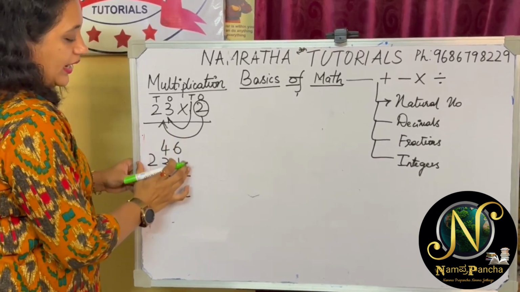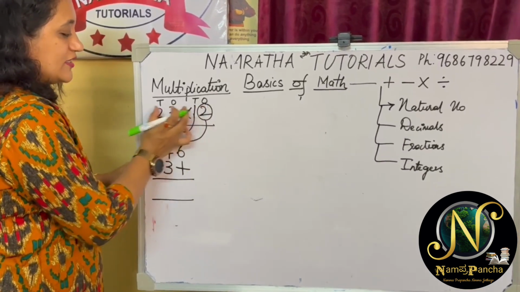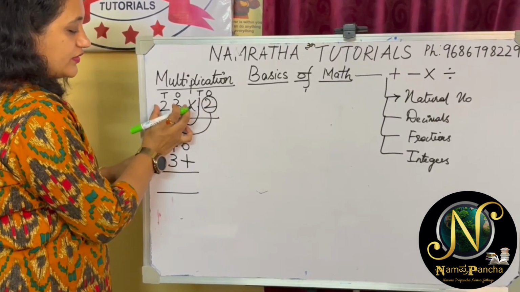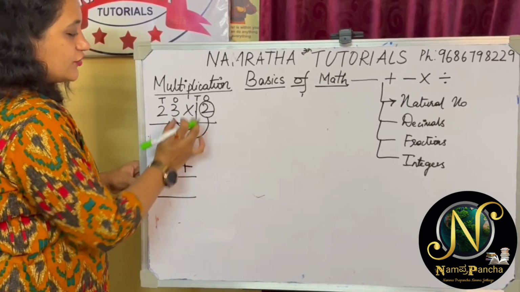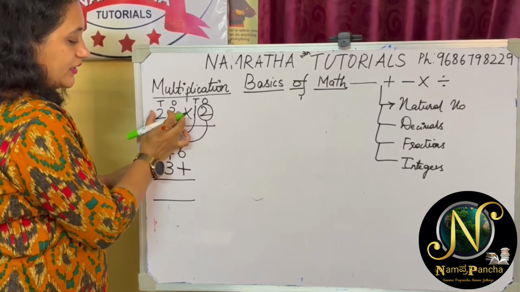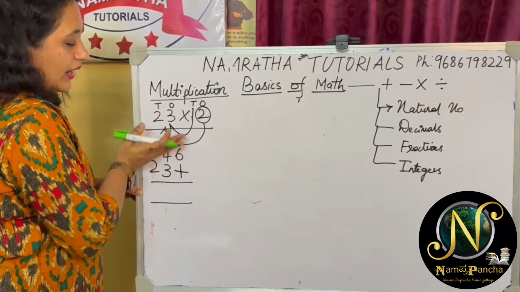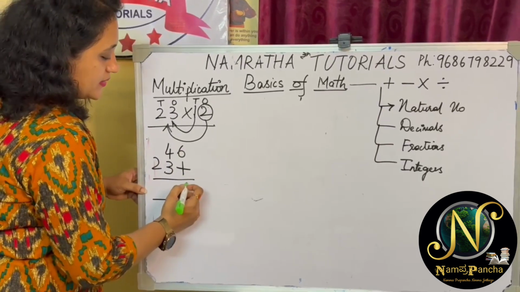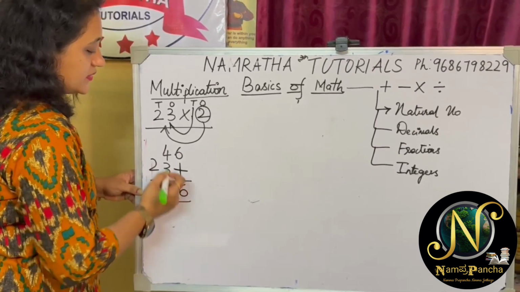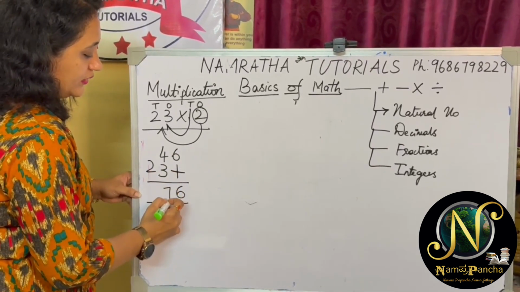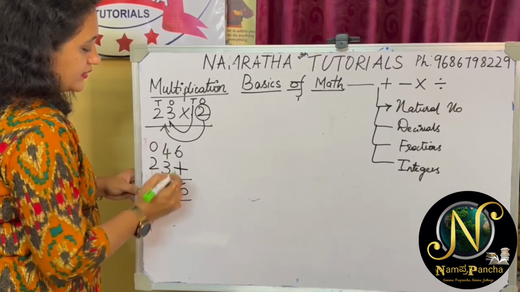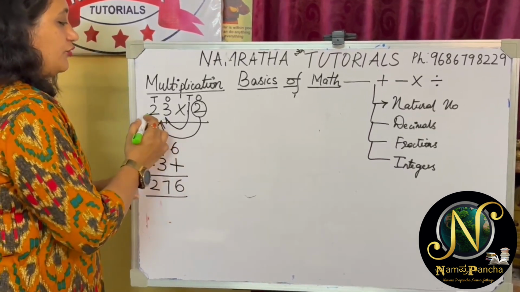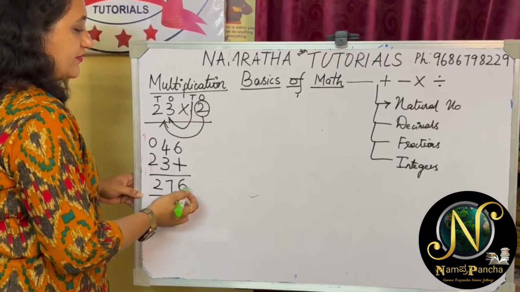After this we have to add both. Since we have done ones place with the number, this is the answer for ones place with the multiplication of this number, and this is the answer for tens place with multiplication of this number. Now we have to add both since we are doing both the numbers together. So 6 plus 0, it will become 6. 4 plus 3 is 7. Here nothing is there, so you can add a 0. 2 plus 0 is 2. So multiplication of 23 into 12 is 276.